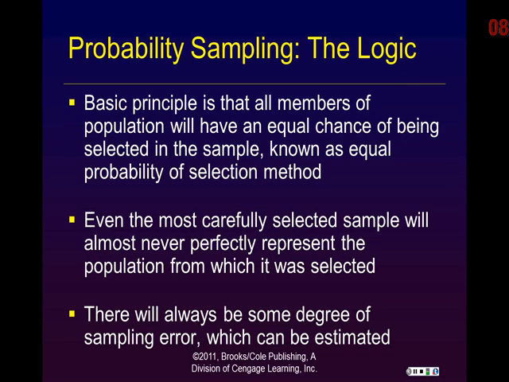Even the most carefully selected sample will almost never perfectly mirror the qualities of the general population. There will always be some degree of sampling error, and there are mechanisms that statisticians and researchers use to estimate the degree of that error. However, some of those techniques are a little bit more advanced than an introductory research course would require.